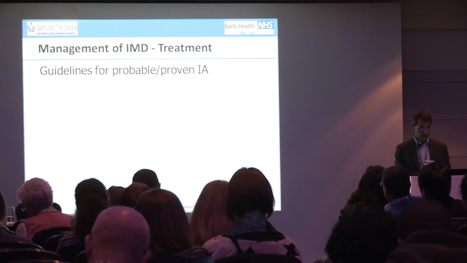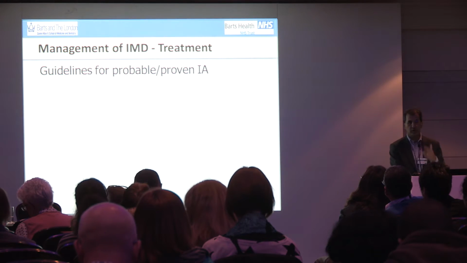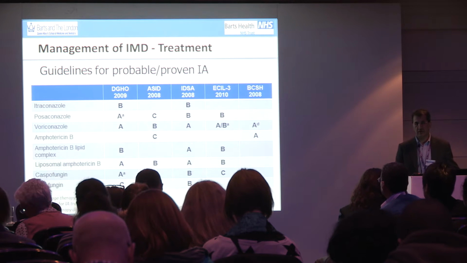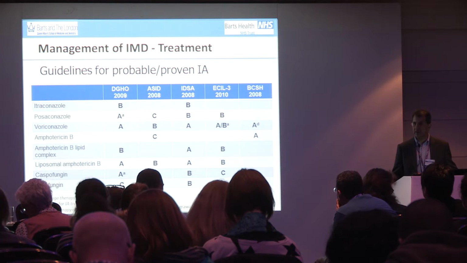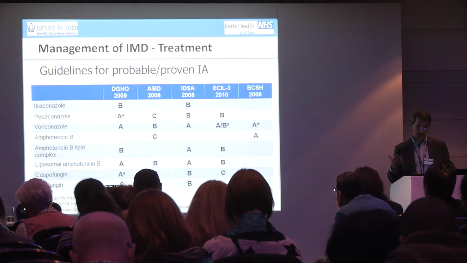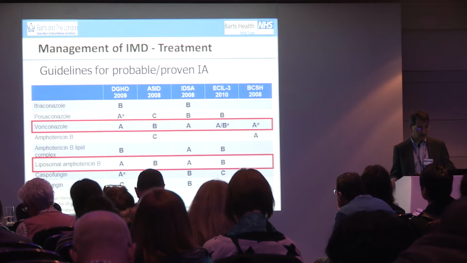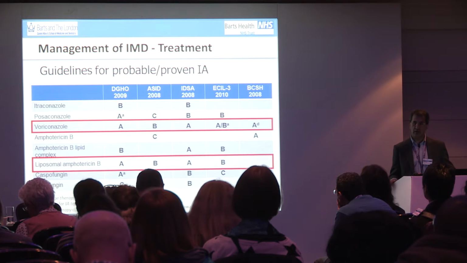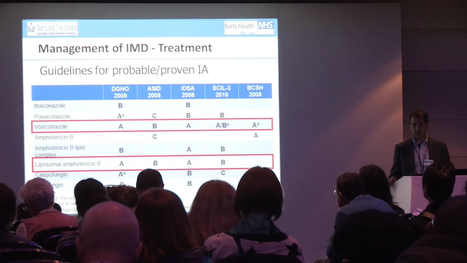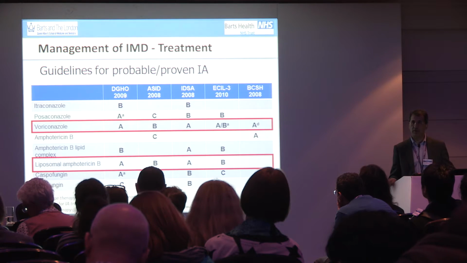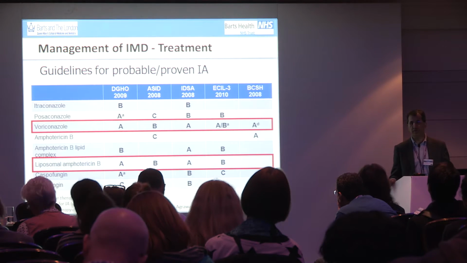What about our current treatment options for invasive mould infections? This table summarizes a variety of international and national guidance with respect to the various drugs available to us, and it's very simple because they all say the same thing. They give an A1 recommendation to voriconazole for the treatment of invasive aspergillosis, and they all recommend liposomal amphotericin as an alternative.